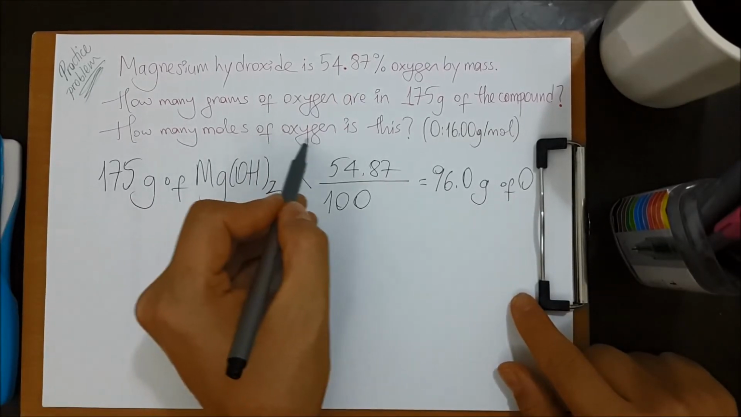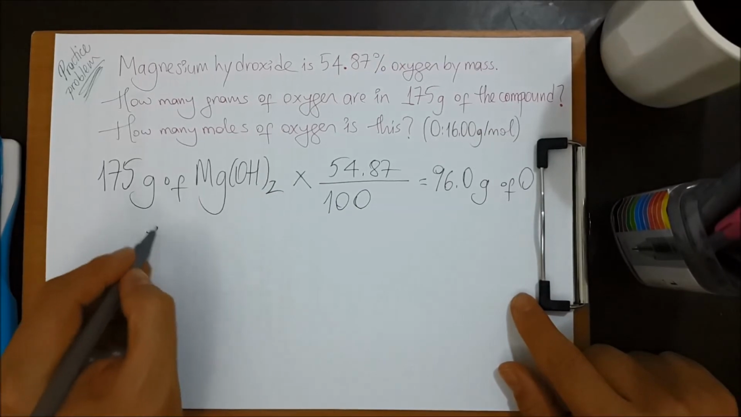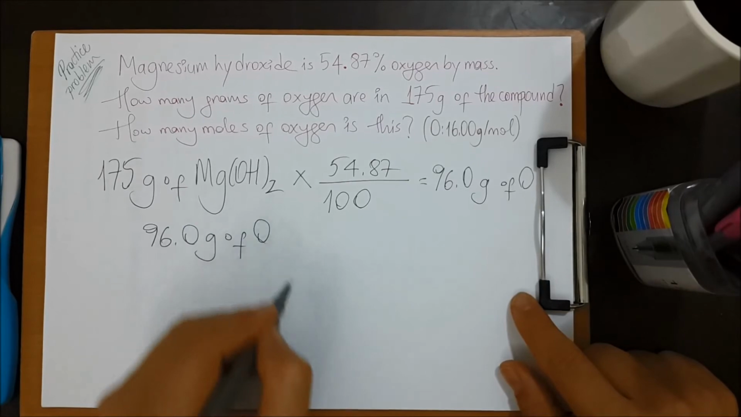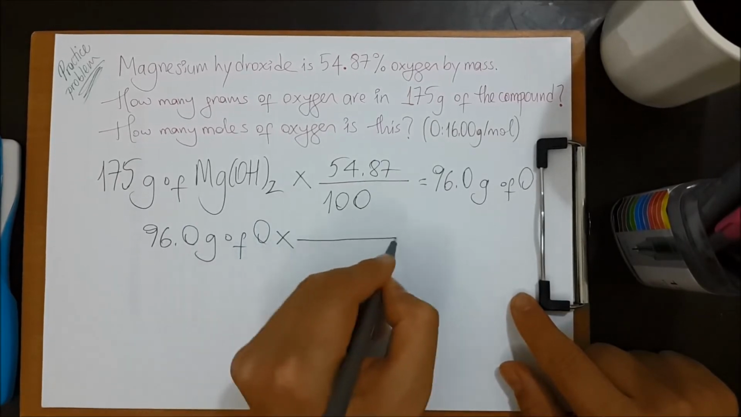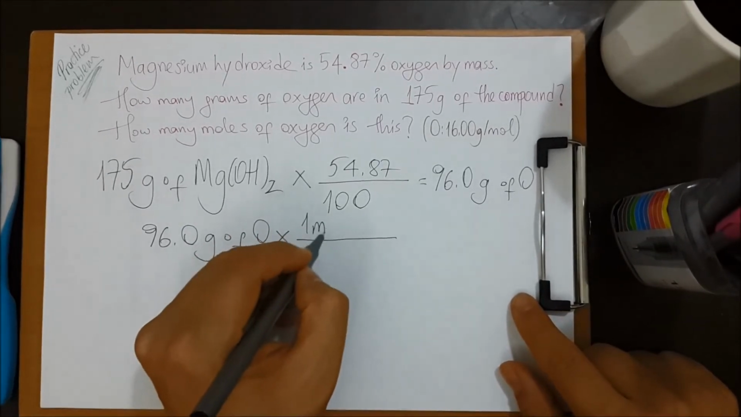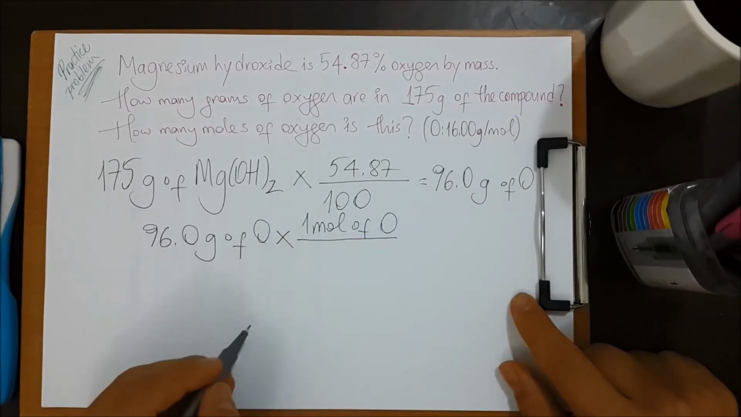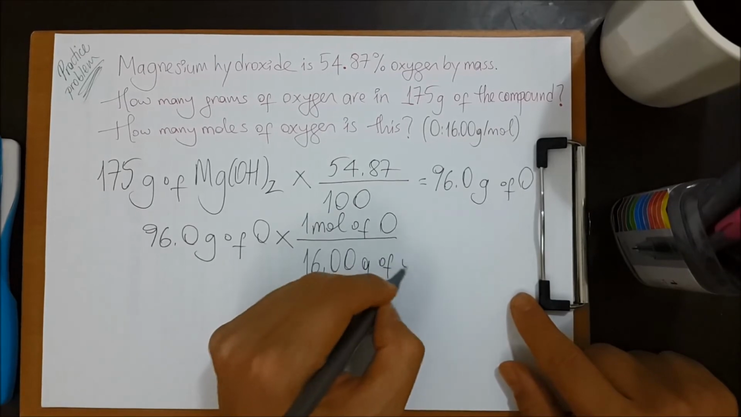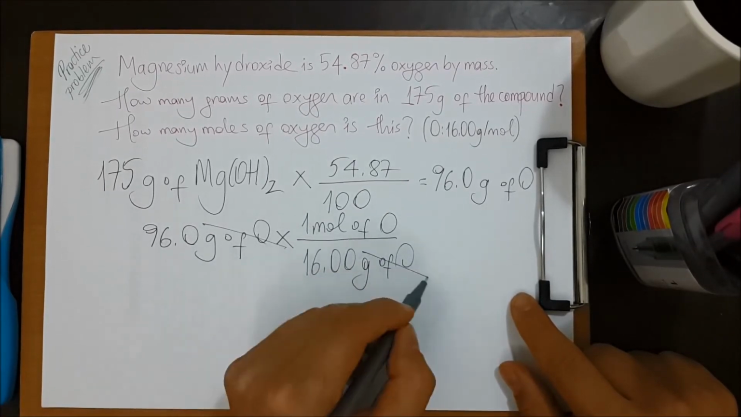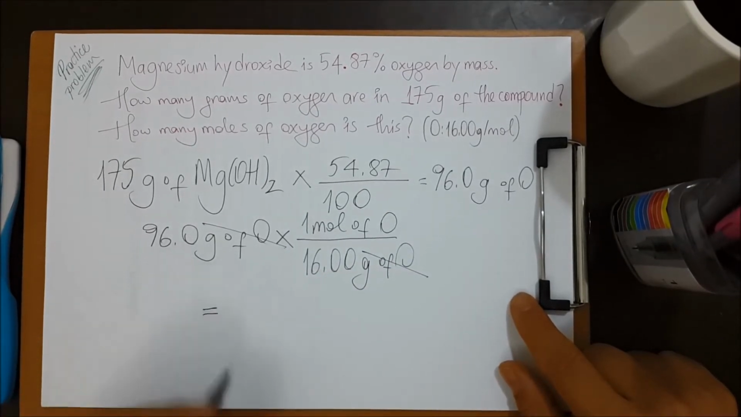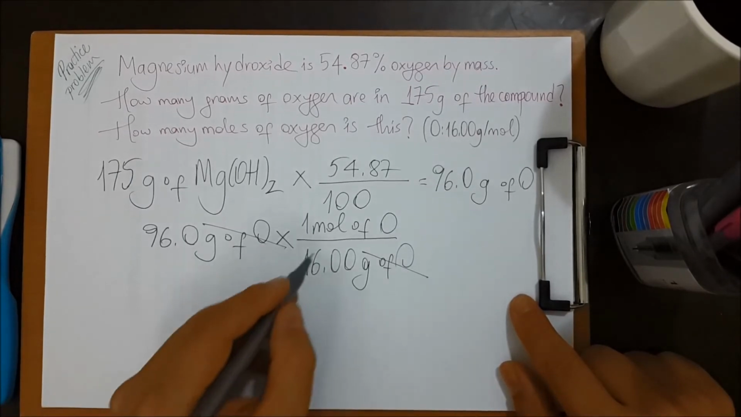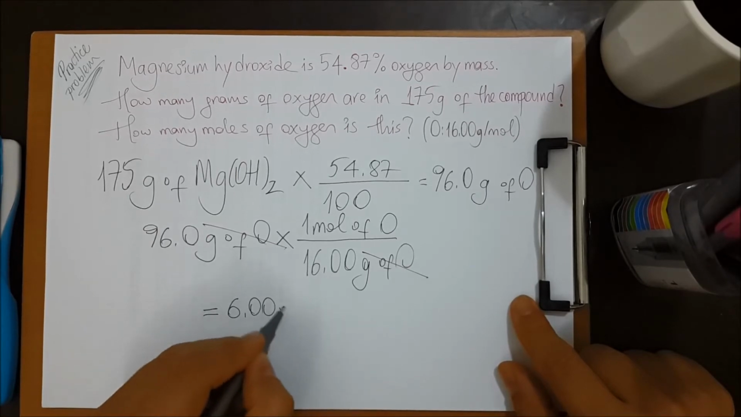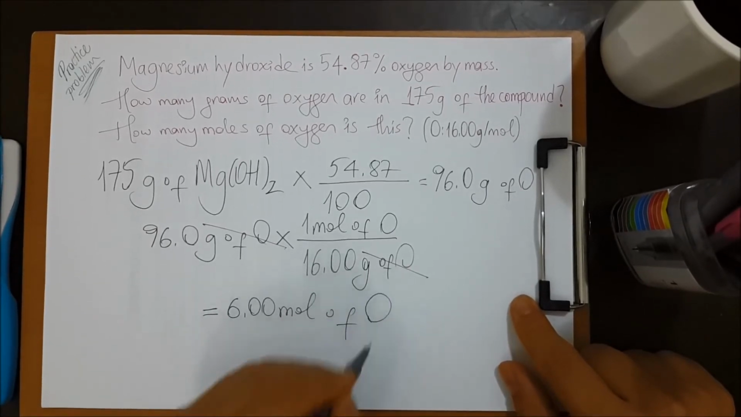And in the second question, it says how many moles of oxygen is this? 96.0 grams of oxygen we have times, we must use the conversion factor. 1 mole of oxygen makes 16.00 grams of oxygen. Gram of oxygen can be cancelled. And 96.0 over 16.00 makes 6.00 mole of oxygen.